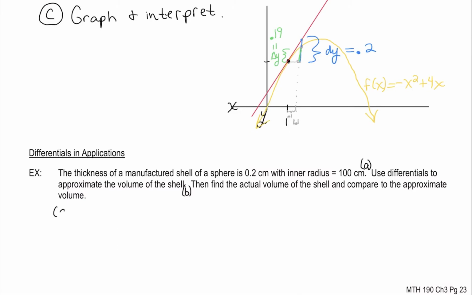All right, so for part A, we are going to use differentials to approximate the volume of the shell. First, we need a formula for the volume of a sphere. The volume of a sphere is V equals 4/3 pi r cubed. So using differentials, we're taking essentially dy equals the derivative times dx, but in this case, the output variable is V. So dV is going to equal the derivative times dr. The derivative is just the power rule. Bring down the 3, the 3's reduce, and we just have 4 pi r squared.